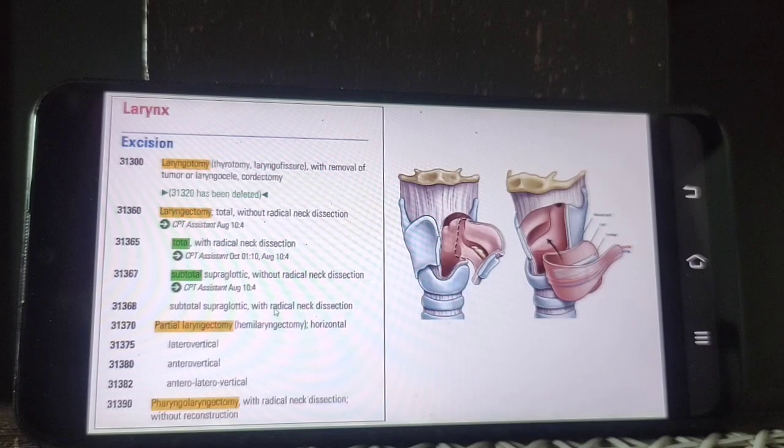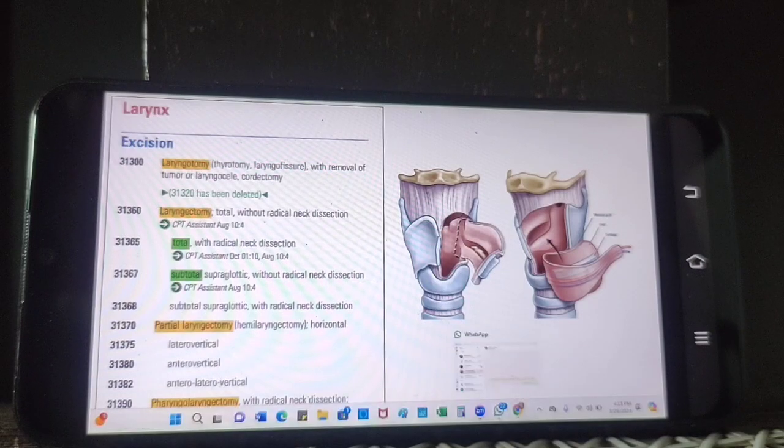Then pharyngolaryngectomy. Removal of pharynx as well as larynx means go for 31930. Guys, did you understand the definition, the meaning of that code description? Yes, ma'am. Okay. So the code description, that meaning, is very, very important. You must understand the code description, then only you will be able to understand the question.